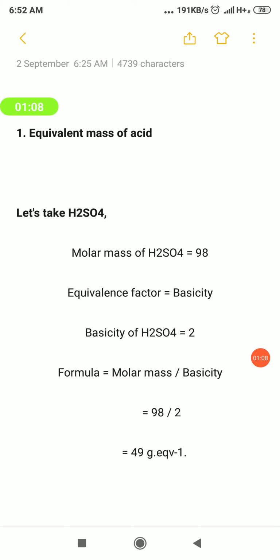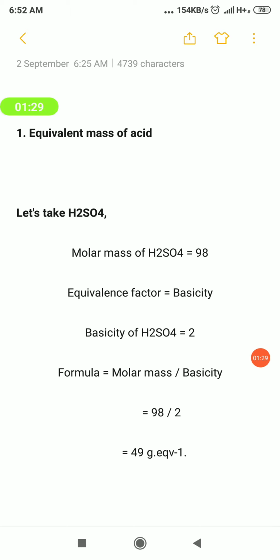Molar mass can be easily calculated. Here are 2 hydrogens, no? So 2 into 1, plus 1 sulfur, 32, plus 4 oxygens. So 4 into 16, that is equal to 64. And then the molar mass will be equal to 98, 98 gram per mole. This you had in the evaluate yourself itself.